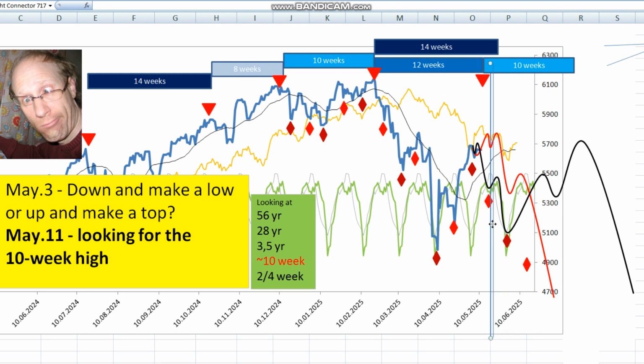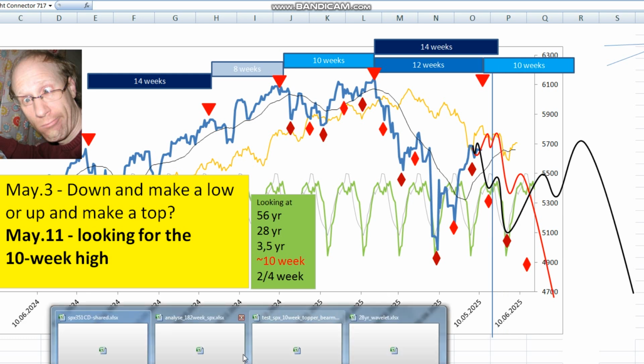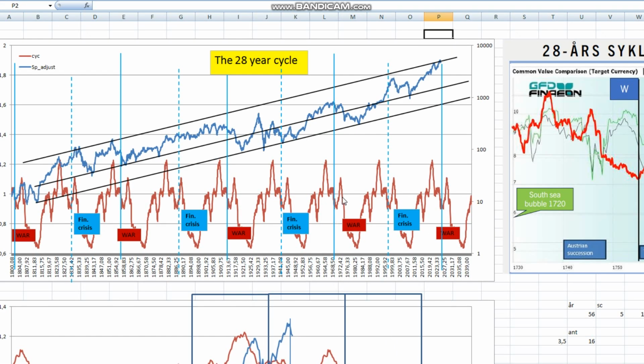But first, let's zoom out a little bit and look at the overall market, because we have a 28-year cycle in the inflation-adjusted S&P, and it's alternating between a war cycle and a financial crisis cycle. Now, you can have both war and financial crisis, but the dominating part usually is a war cycle every 56 years. And currently, at this point, I have marked the analogs here.